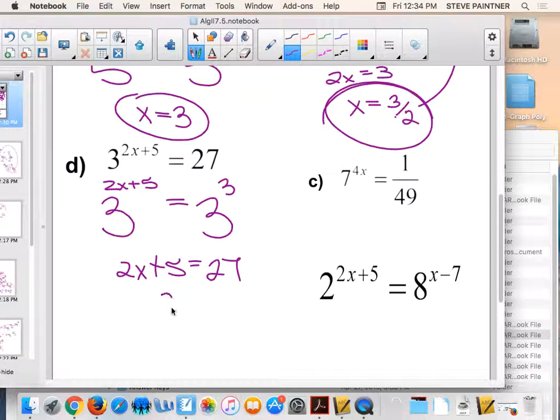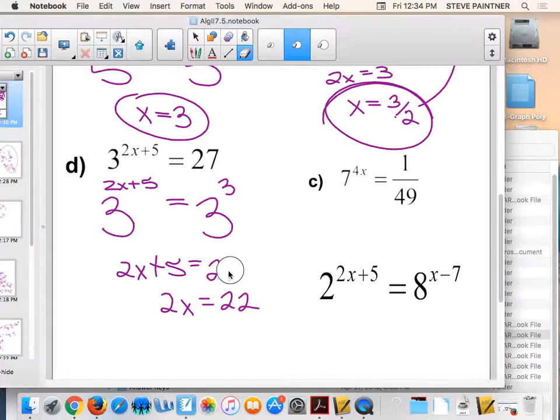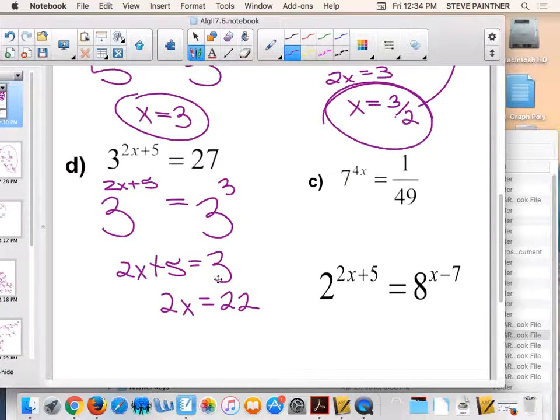Subtract 5, 2x equals what? 22. What am I doing? Isn't that supposed to be 3? Yeah, that's supposed to be 3. Sorry. It's supposed to be 3. Now when you subtract 5, you get what? -2. Divide by 2. You get what? -1. Good?